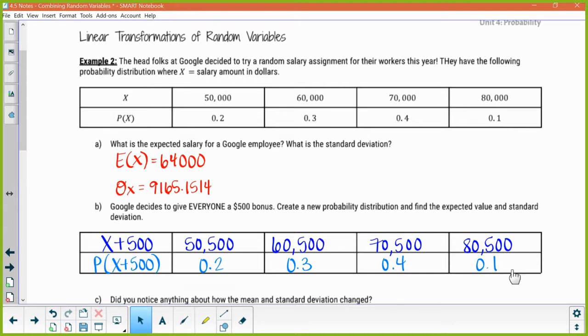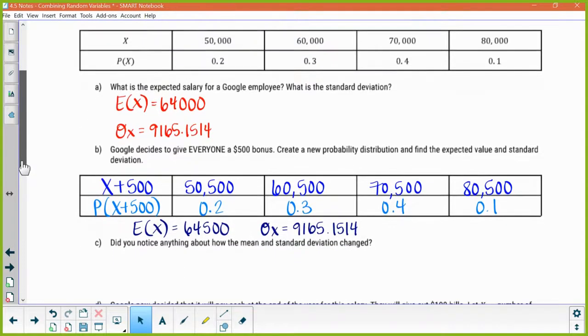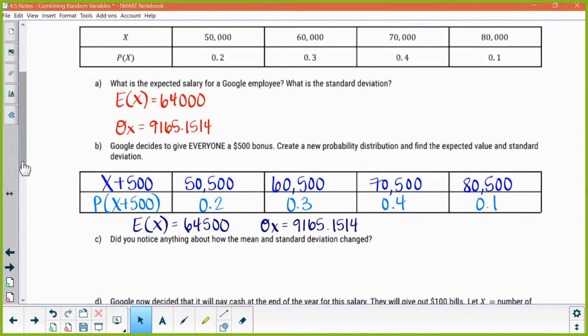I'm going to go ahead and run this in my calculator. Again, quickest way to do this. You don't want to have to deal with the formula, especially for standard deviation. Takes a long time. So I got 64,500 and 9,165.15. So what we look at now is how did our expected value and our standard deviation change?